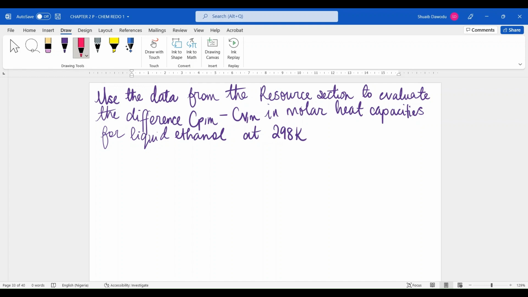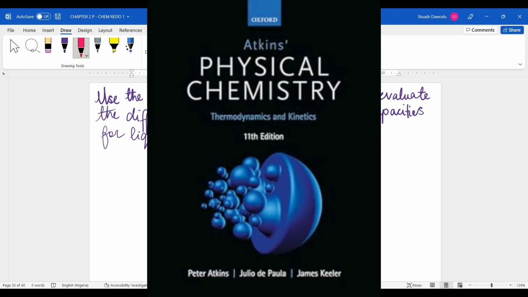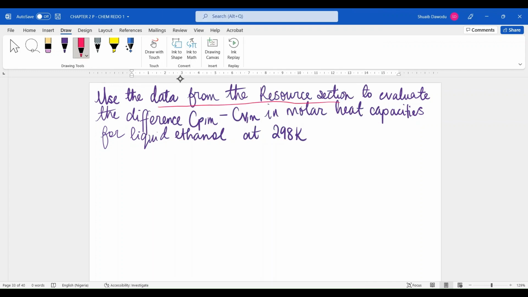So first of all, we have to break down the question. We're told to use the data from the research section. The first thing to note is that this book is the Atkins Physical Chemistry 11th edition textbook. At the back of the textbook, we have all of the data for solving questions from the book, and that is called the research section.